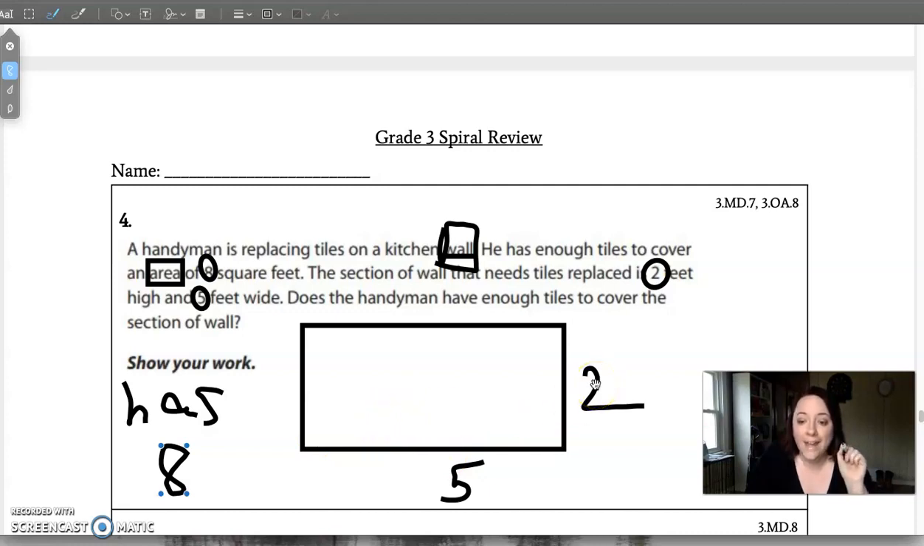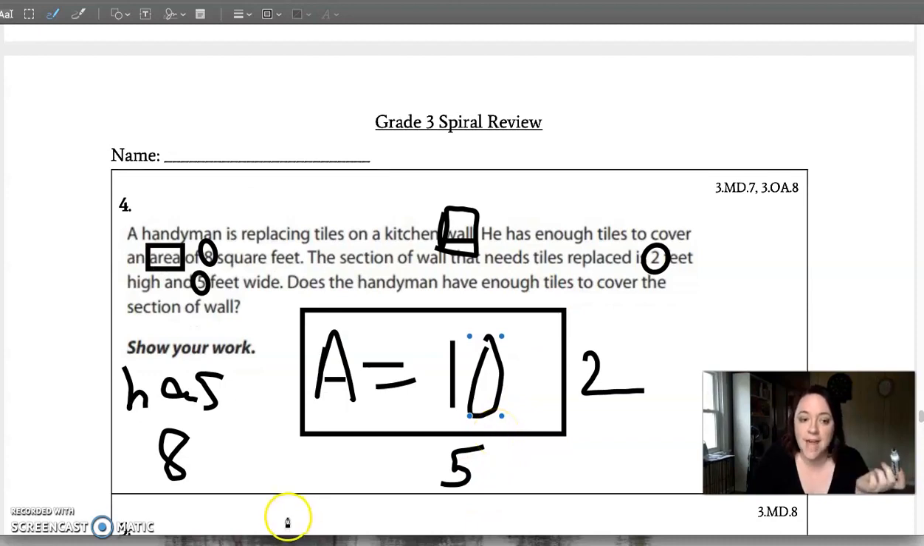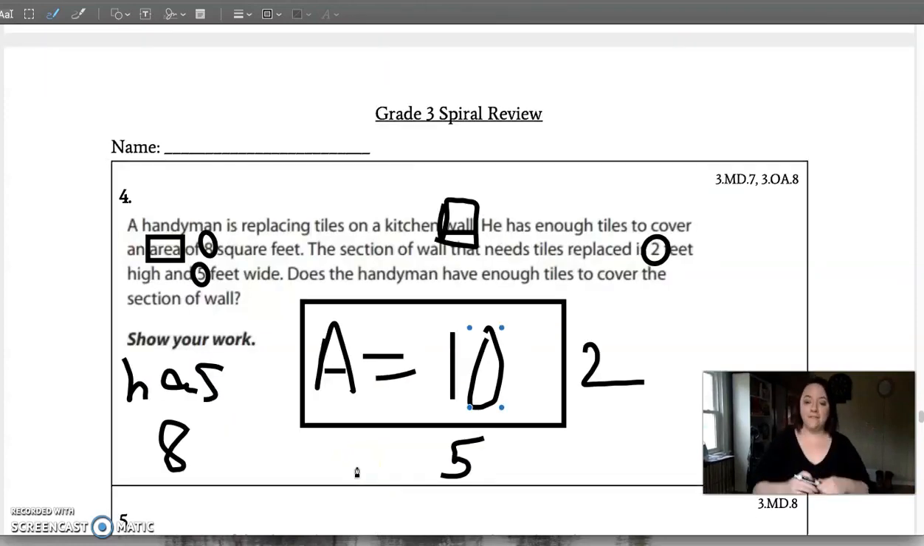So we know area has to equal, you have to times it. So area equals 5 times 2 is 10 square feet. Does he have enough if he only has 8 square feet? No, he needs 2 more square feet. So he does not have enough. So you're going to say, handyman does not have enough square feet. Nice job. Okay, number 5 and number 6, I'm going to put on your assessment, but number 5 I would like to look at just real quick to show you guys.